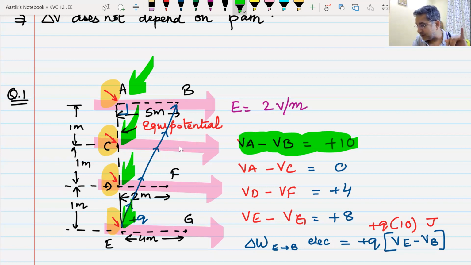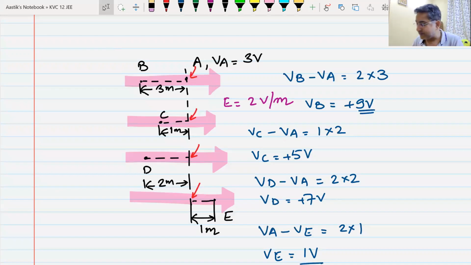How you are supposed to find out the work done, because they may not simply ask you the difference in potential. Let me make another question here. Let me put a charge, let us say minus 4 microcoulomb here.